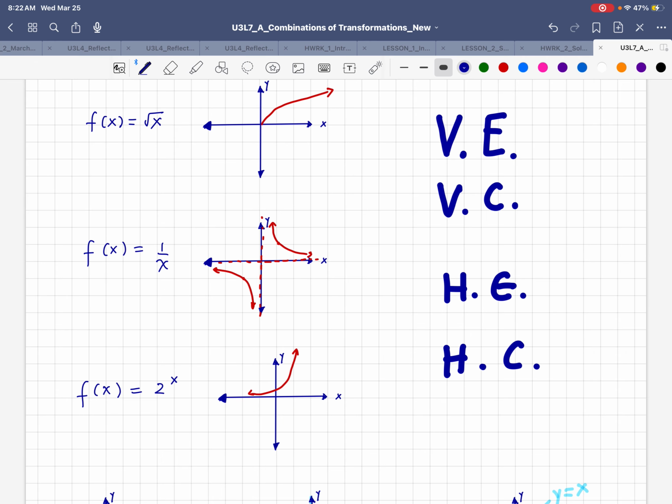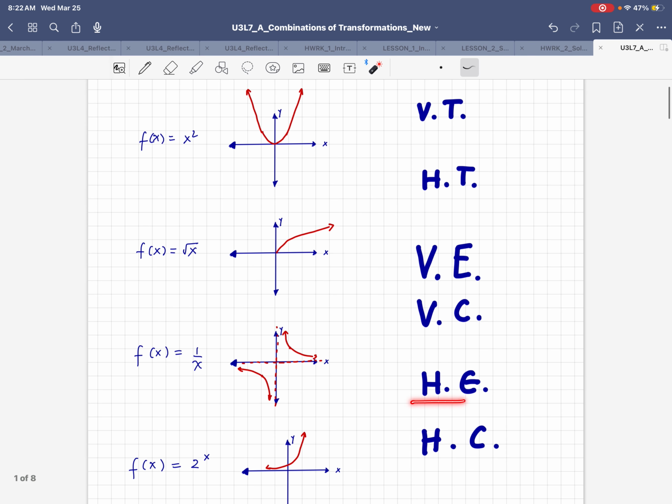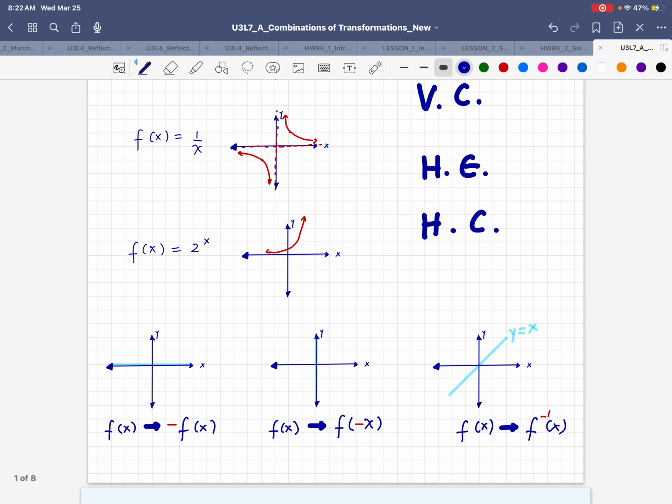So for short, we use the following acronyms. So this is vertical translation, horizontal translation, vertical expansion, vertical compression, horizontal expansion, horizontal compression, and then the reflections. For reflections, we will use the letter R.